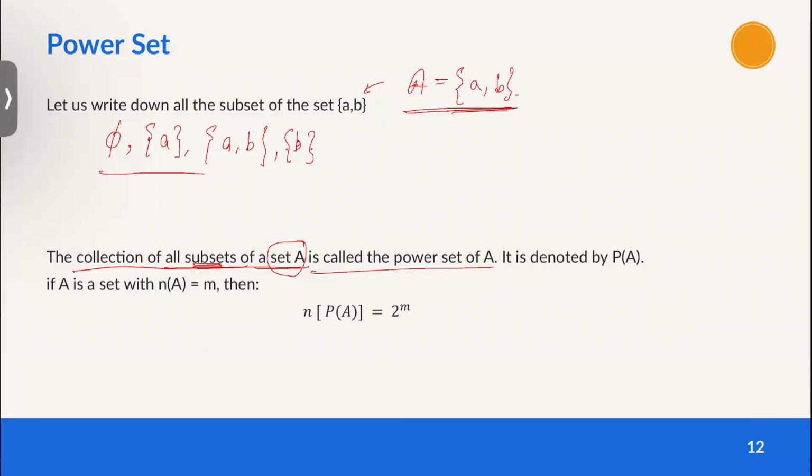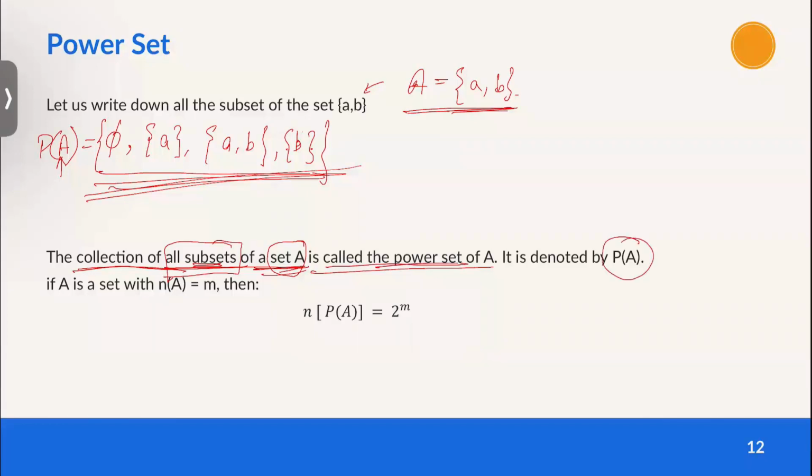So this collection is actually denoted by P of that set. Here, that set is A. And this collection is known as the power set. So what is a power set? The power set is the collection of all the subsets of a set. Therefore, this is a power set and it is denoted by P of A. If any other set is considered, B or C, we'll write P of B or P of C.